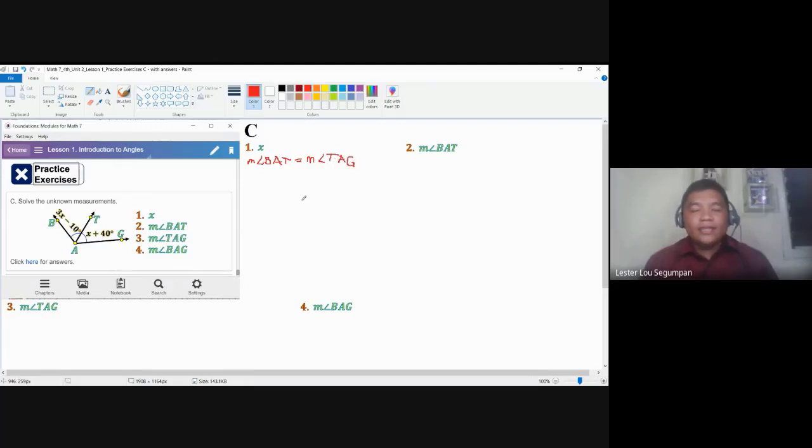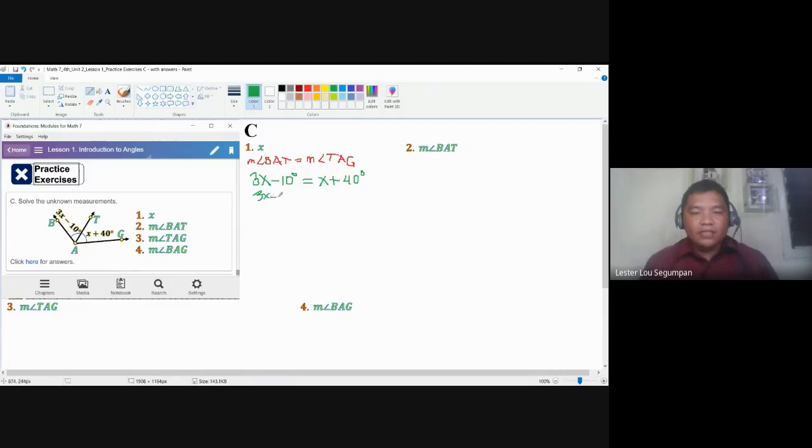We will be using this to solve for the value of the unknown variable, which would actually be helpful for us in solving the other measurements here. Let's start by substituting the measurement of angle BAT as 3x minus 10 degrees, and the measurement of angle TAG is x plus 40 degrees. To solve for this, simply use the different properties of equality.